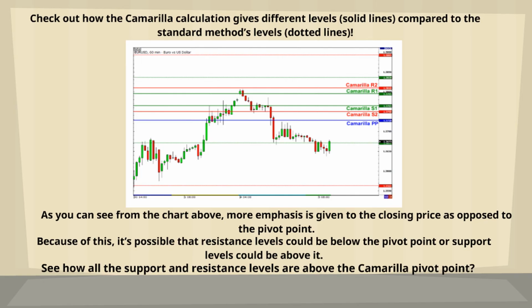Check out how the Camarilla calculation gives different levels, solid lines, compared to the standard method's levels, dotted lines. As you can see from the chart above, more emphasis is given to the closing price as opposed to the pivot point. Because of this, it's possible that resistance levels could be below the pivot point or support levels could be above it. See how all the support and resistance levels are above the Camarilla pivot point?